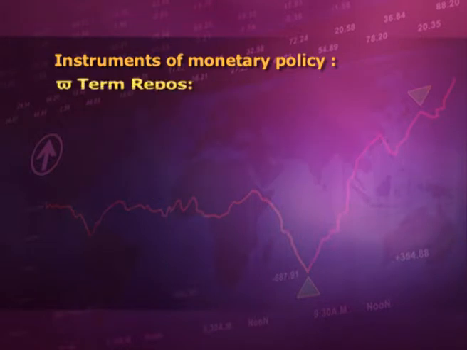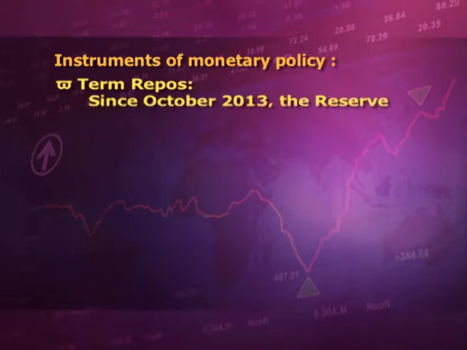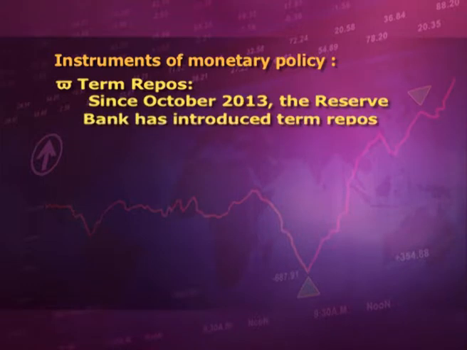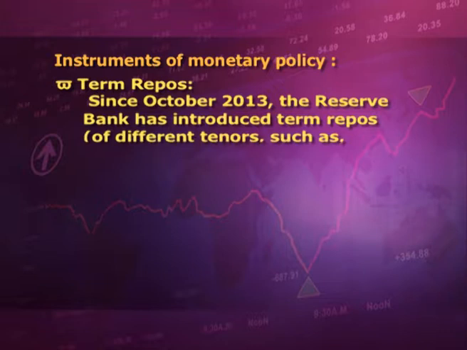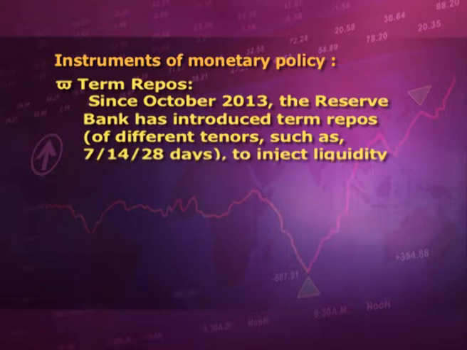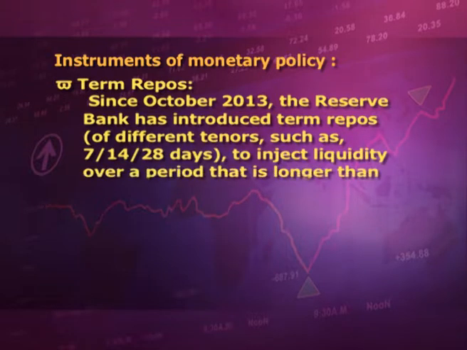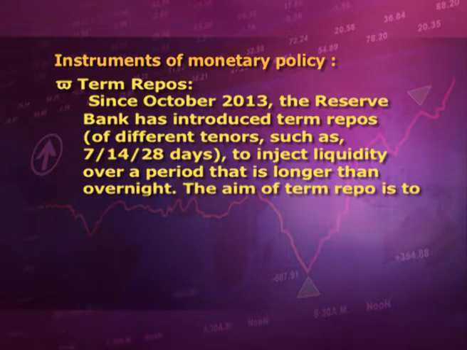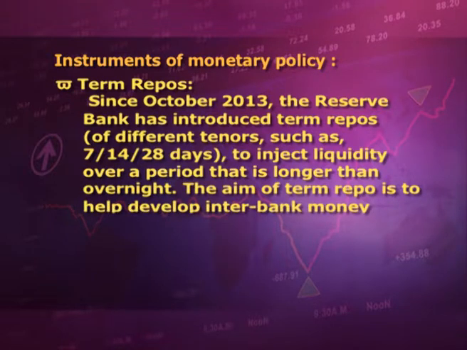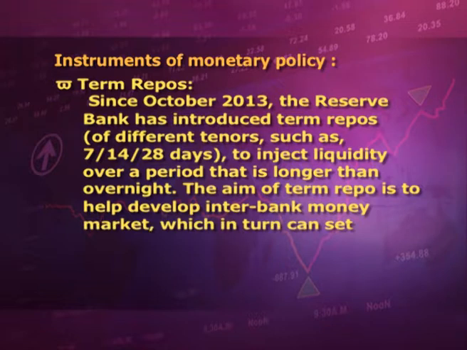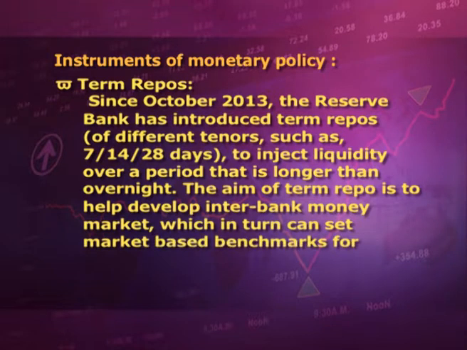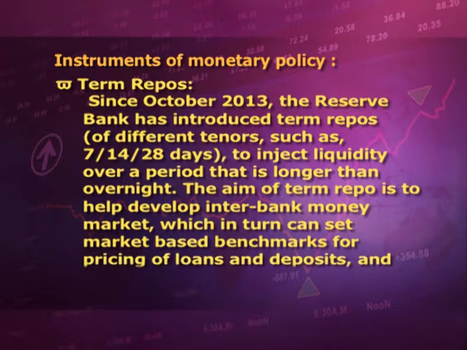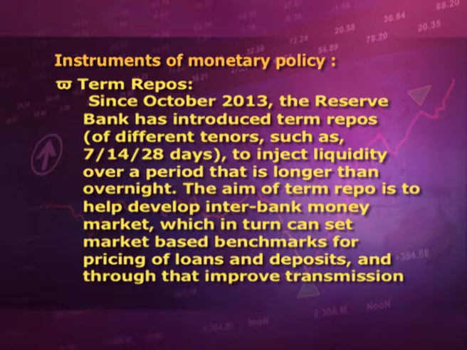Now, let's discuss term repos. Since October 2013, the Reserve Bank has introduced term repos of different tenors such as 7, 14, 28 days to inject liquidity over a period that is longer than overnight. The aim of term repo is to help develop interbank money market, which in turn can set market-based benchmarks for pricing of loans and deposits, and through that improve transmission of monetary policy.